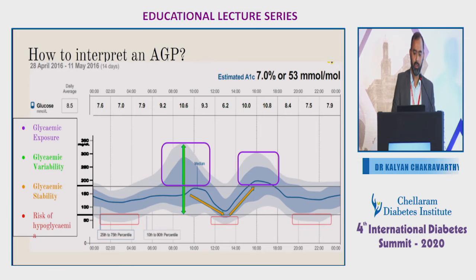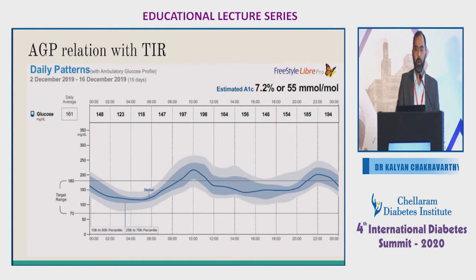Then last is the risk of hypoglycemia. But actually this is the first thing to be addressed. How much of these curves are actually going below the target zone, which is quite easy to interpret. So how do we correlate this to time in range, which is what this topic is about?